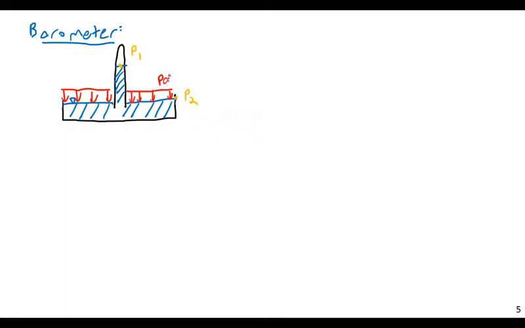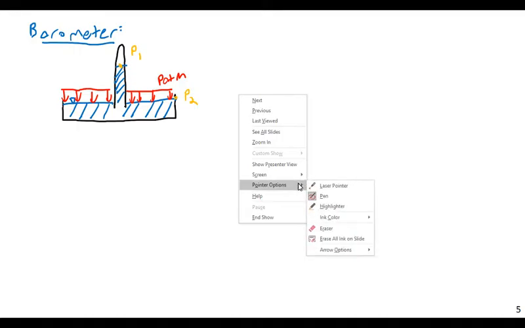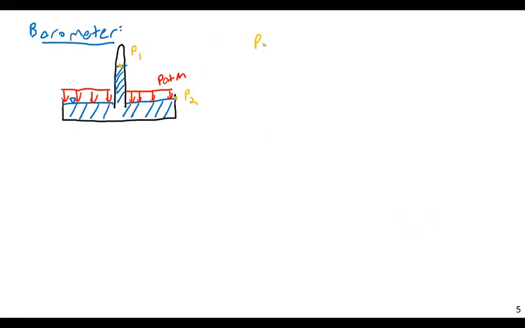P atmospheric. Now the question is, what's causing this to rise higher? What's causing this column of fluid to rise above the fluid in the pan? And the reason is because the chamber above the fluid is evacuated. P1 is approximately 0.